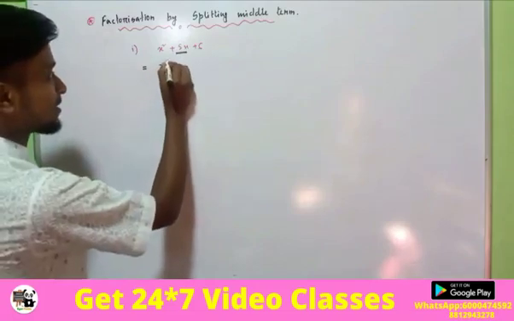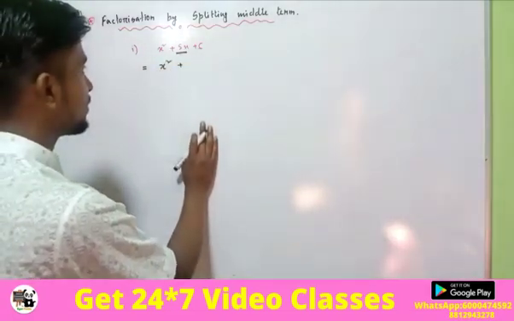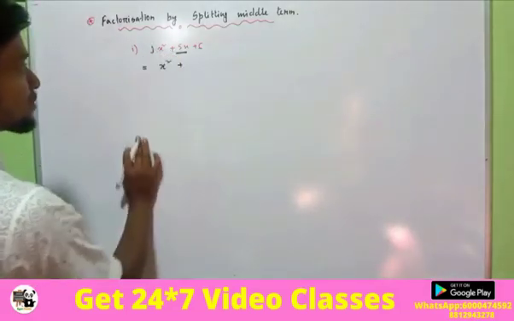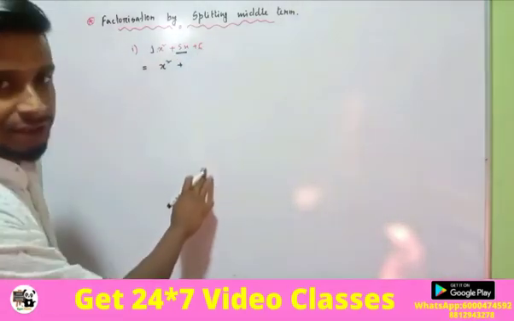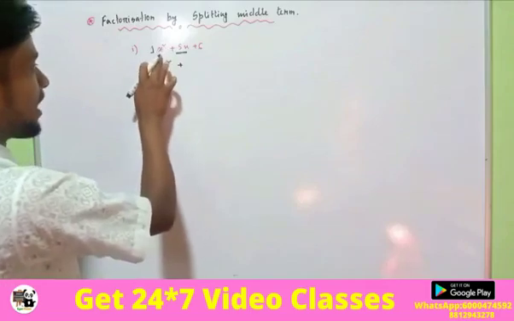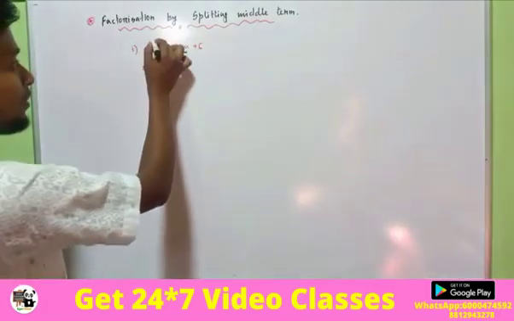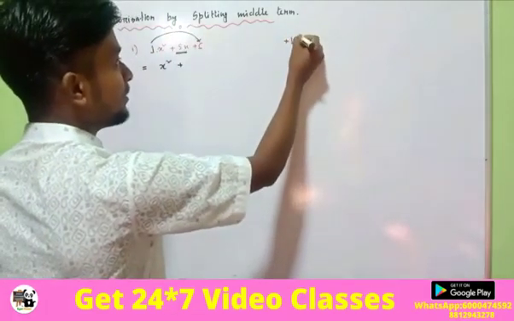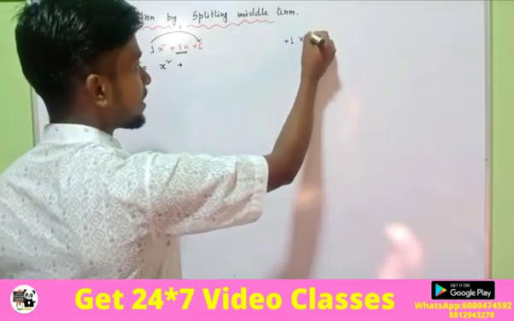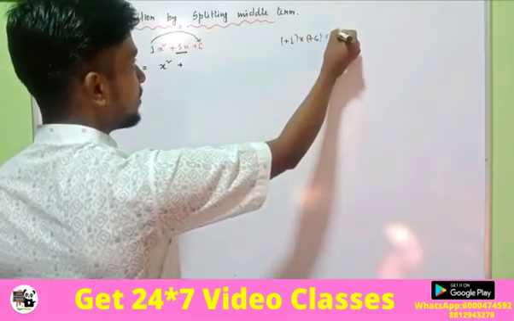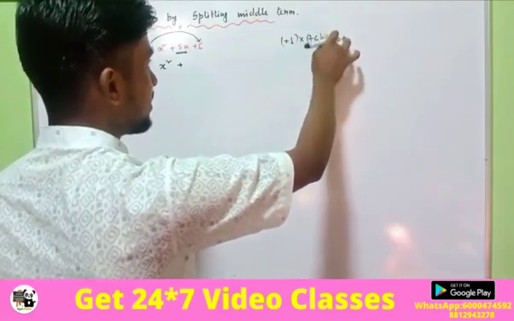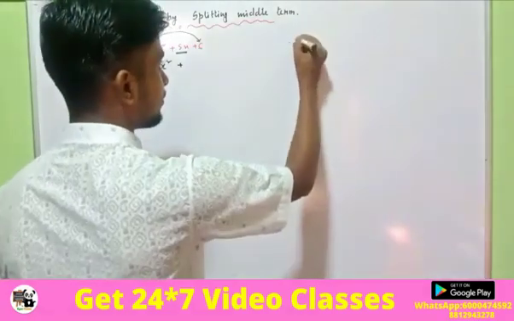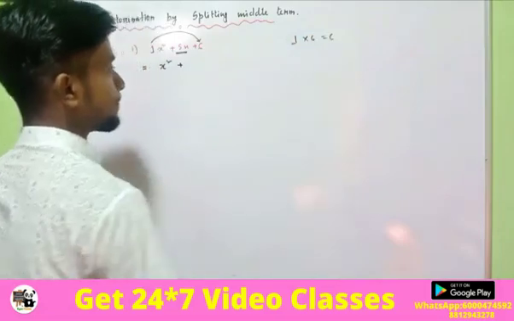To split the middle term, we have to multiply the coefficient of x square with the constant term. The coefficient is 1. We have to multiply this coefficient with the constant term, that is plus 1 multiplied by plus 6, which is plus 6, right? So it will be 6.